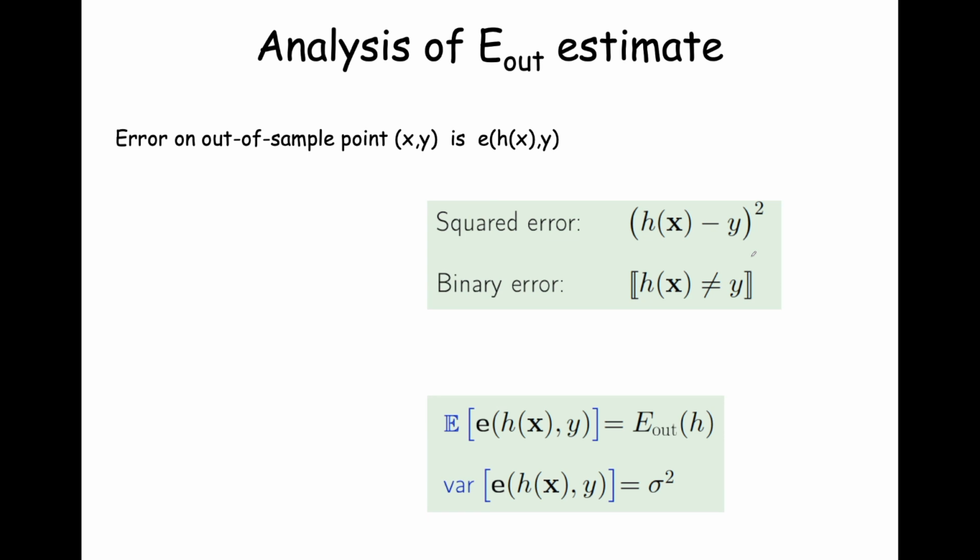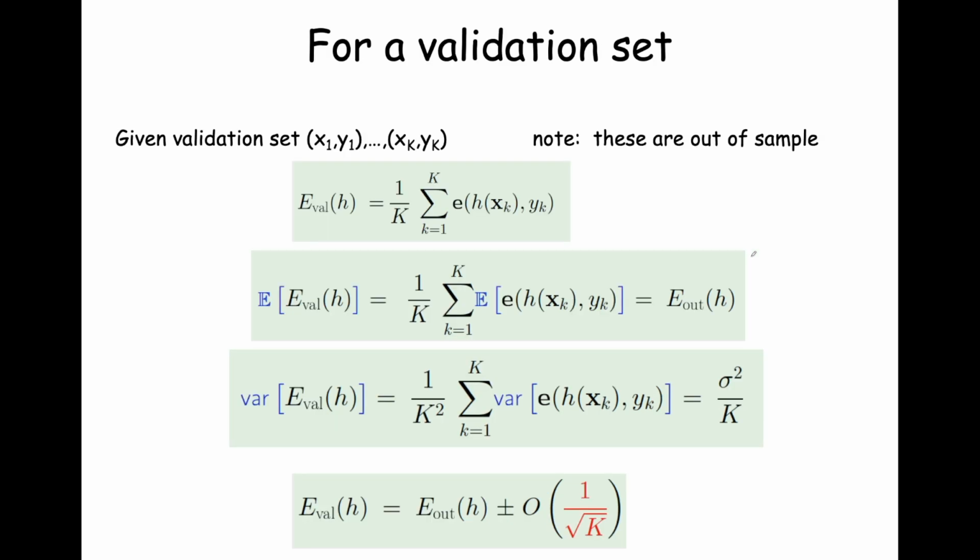And so if we take expectation of the error on this single out-of-sample point, we get out-of-sample error E out for that hypothesis. Now, if we take the variance of this pointwise error on that single out-of-sample point, we get something we called sigma squared. Now, let's imagine we have a set of out-of-sample points. We call this our validation set. We have big K of them, where K is our validation set size.